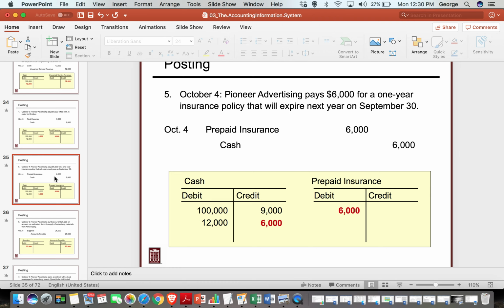Pioneer Advertising then pays $6,000 for a one-year insurance policy that will expire the next year on September 30th. All right, so we'll debit prepaid insurance and credit cash for $6,000.